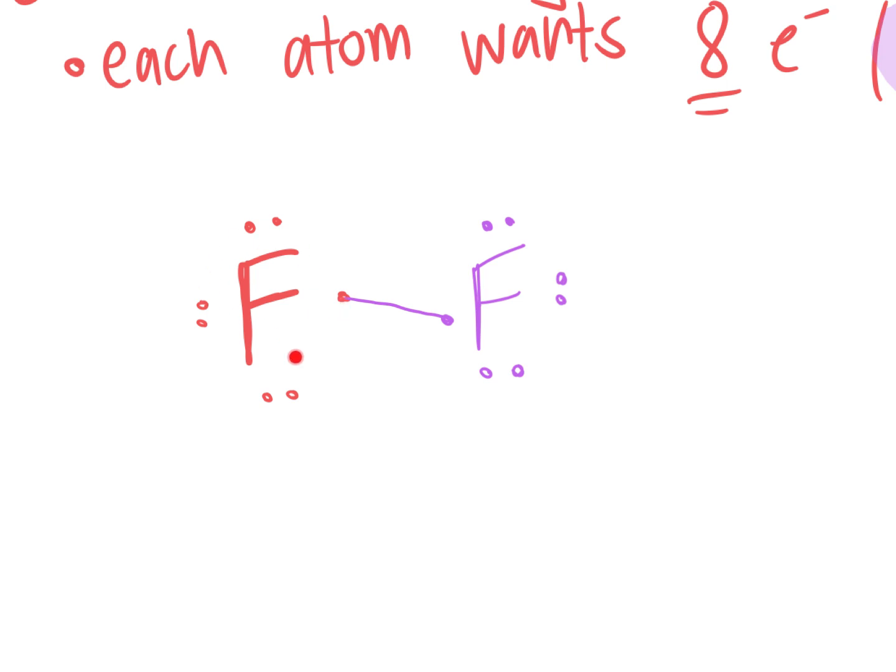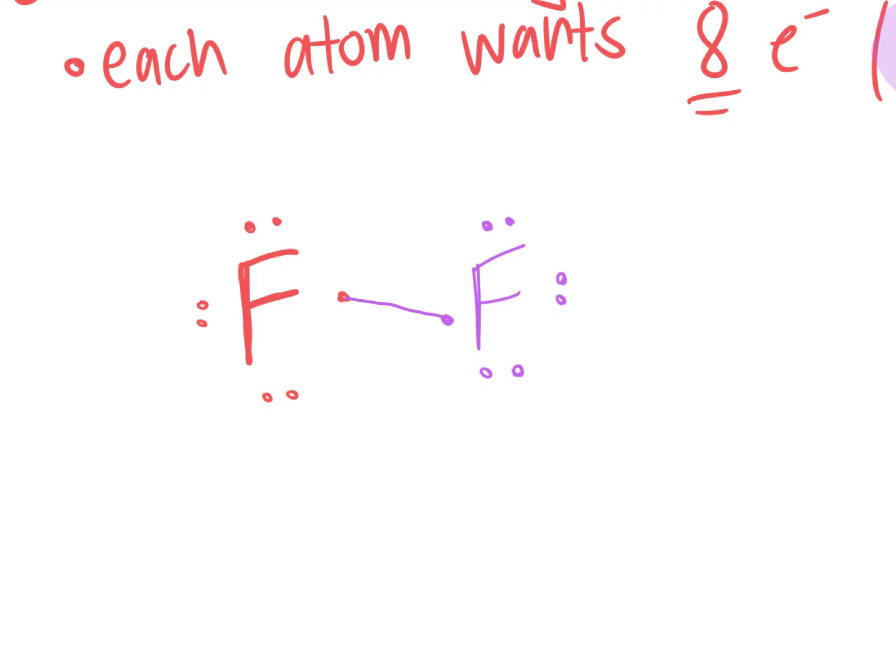So does this red fluorine have its octet fulfilled? Yeah, 2, 4, 6, and 8 within that bond. And then if we look at the purple one, it has 2, 4, 6. It also gets to count those as its shared electrons. So now both fluorines have a complete and filled octet, which means this is a complete structure, right? This is a happy molecule.